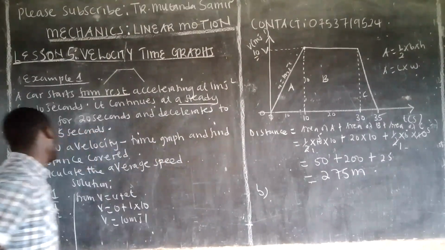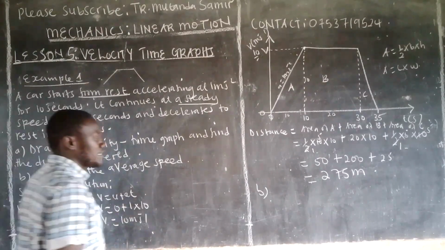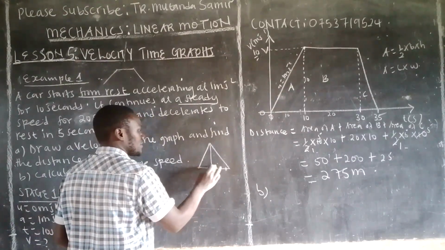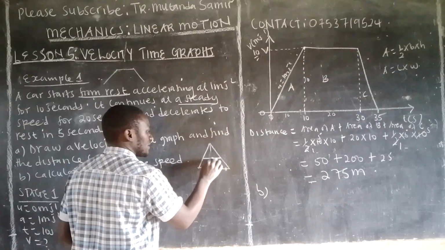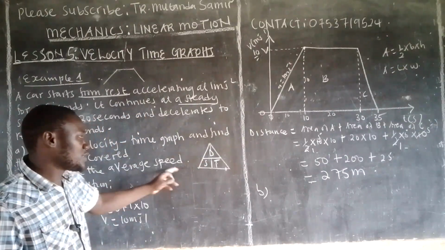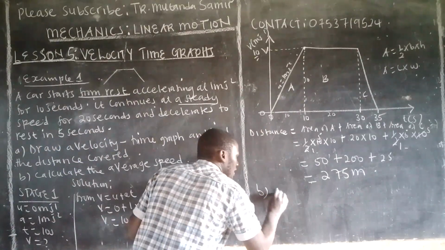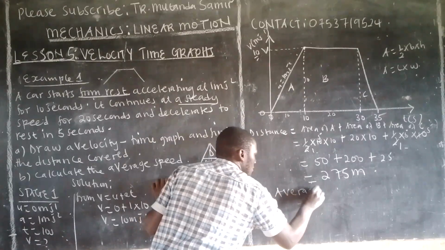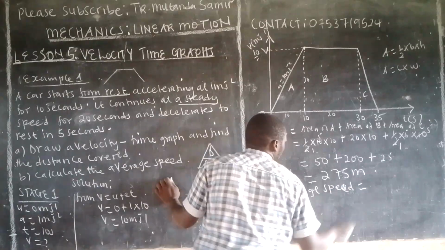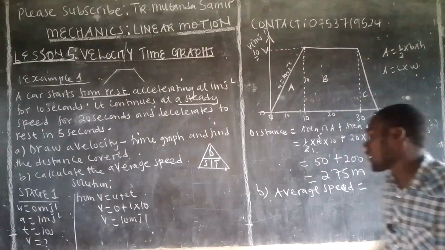Part B, they are saying, calculate the average velocity. Now, the average speed. We all remember from this, you all know what to call the DST. Now they're saying average speed, but we know that speed is equal to distance over time. So average speed is equal to total distance over total time.